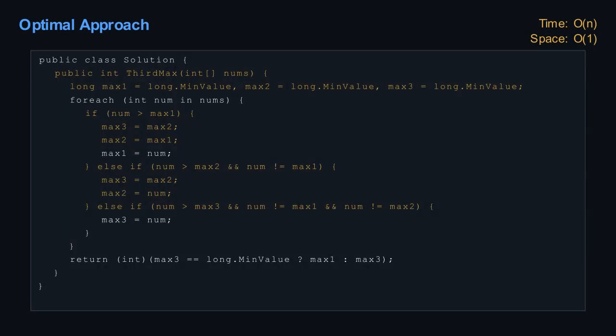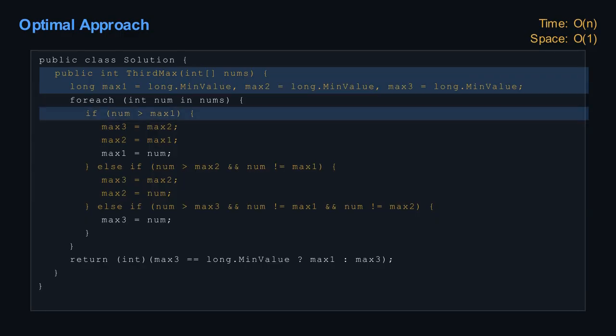The key insight is to maintain 3 separate variables to track the top 3 maximums we've seen so far. We initialize 3 variables to the smallest possible long integer value. As we loop through the array, if the current number is greater than our first max, we shift everything down. The second max becomes the third, the first becomes the second, and the current number takes the top spot.